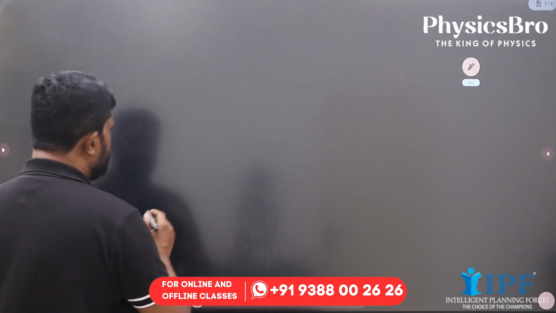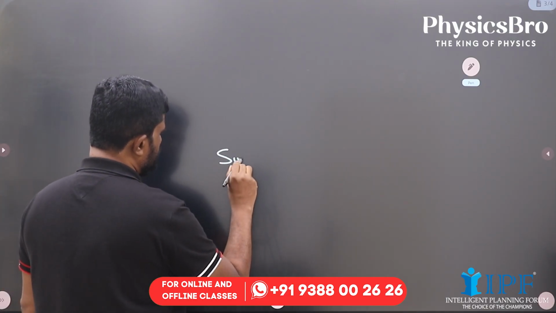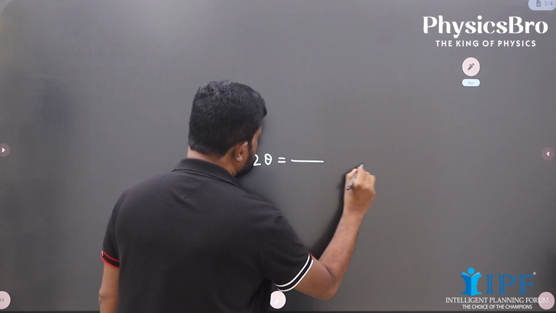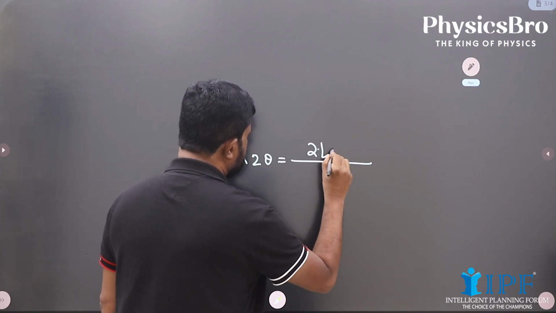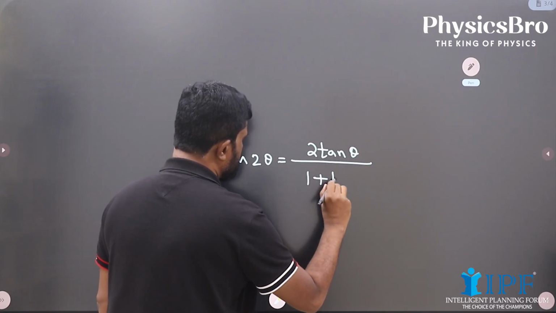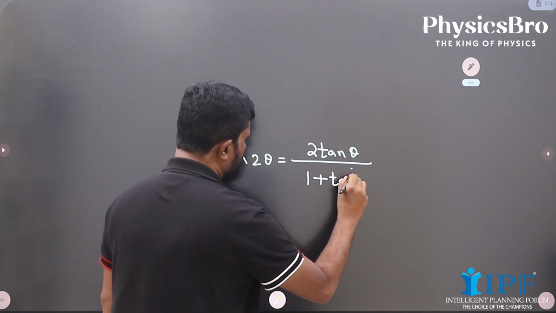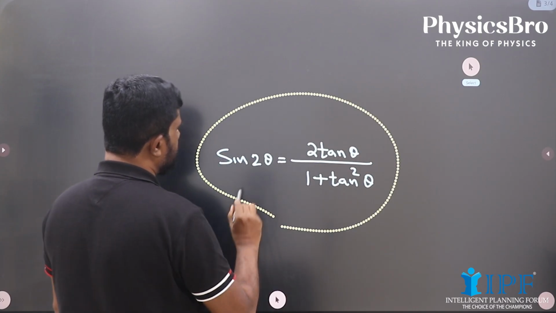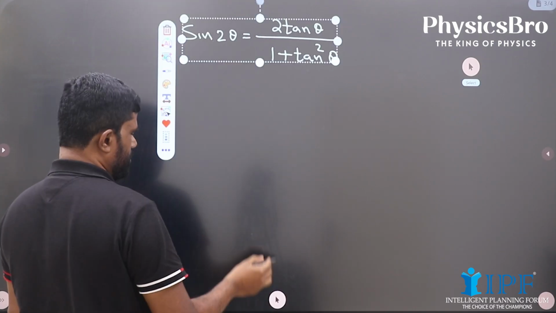Okay, see, what is sine 2 theta? Sine 2 theta, this is in terms of tan theta, that is 2 tan theta over 1 plus tan square theta. Okay, sine 2 theta equals 2 tan theta divided by 1 plus tan square theta.